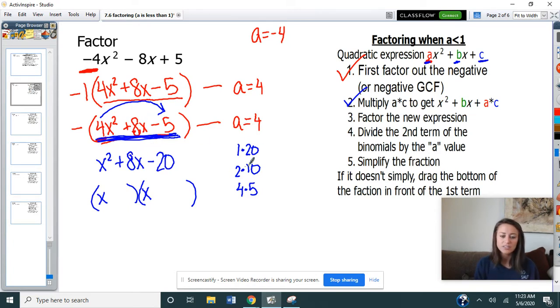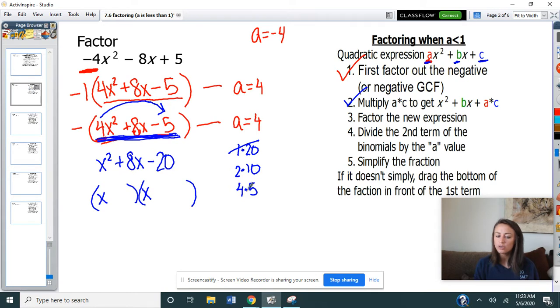And since we're adding a negative, it could be like subtracting. 1 plus 20 is 21. That's not 8. 20 minus 1 is 19. That's not 8. So we know this doesn't work. 2 plus 10 is 12. But 10 minus 2 is 8. So this is the guy we're probably going to use.